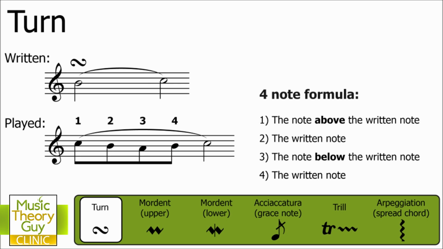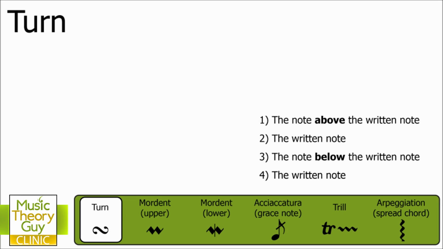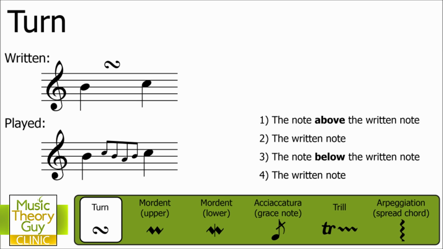Now this 4-note formula is applicable to all turns whenever you come across them. So you need to remember that particular 4-note formula. The only tricky thing that comes about is knowing how fast or slow to play them. Let's have a look at another example. Here's B to C again, but this time you can see that the turn is between the notes. Now that means that actually you're going to play the B and then you're going to put the turn between or quickly before you play the C.